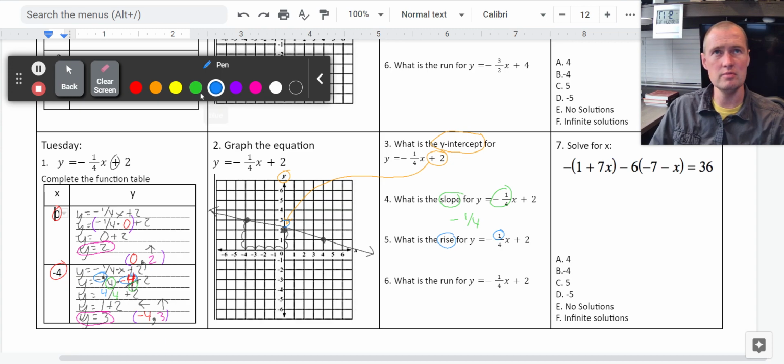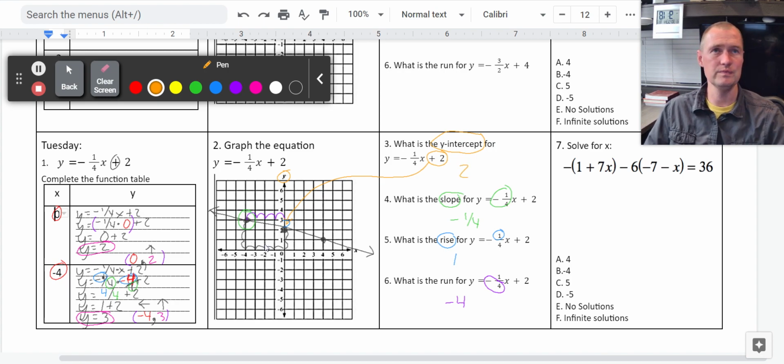Then the run, because it is a negative value for number 6 here, the negative value would be negative 4. So from the rise of 1, the blue line, now we're going to go left 1, left 2, left 3, left 4. And now the slope gave you the second point there. So the run is negative 4. The rise, we just counted up 1. And as mentioned earlier, the y-intercept is 2 there.